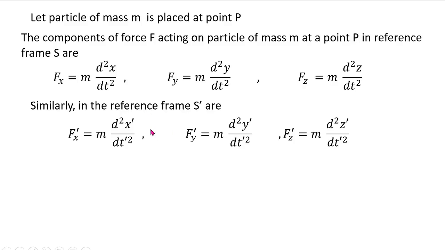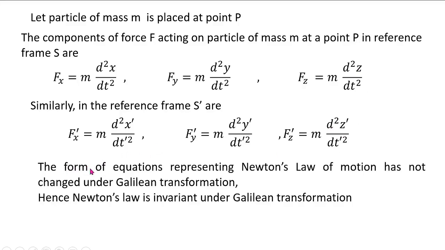But we have just seen the acceleration is invariant, that is d square x upon dt square is equal to d square x dash upon dt dash square, d square y upon dt square is equal to d square y dash upon dt dash square, and d square z upon dt square is equal to d square z dash upon dt dash square. And mass m is invariant, absolute. Therefore, the form of the equation, that is the force, remains the same in the two frames of reference. The form of the equation representing Newton's law of motion has not changed under Galilean transformation.